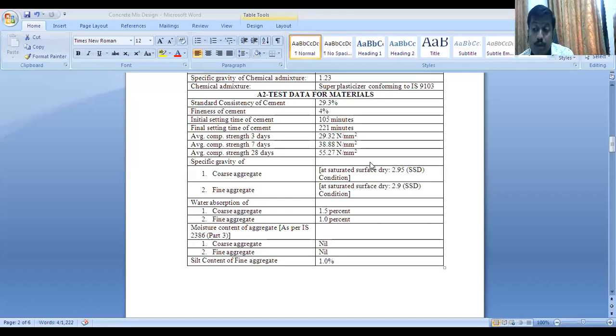It may absorb the water or it may absorb the moisture from the given environment. So that you need to observe: what is the moisture content in the given coarse or fine aggregate? What is the water absorption in the given coarse and fine aggregate? There you are going to see the saturated surface dry condition.